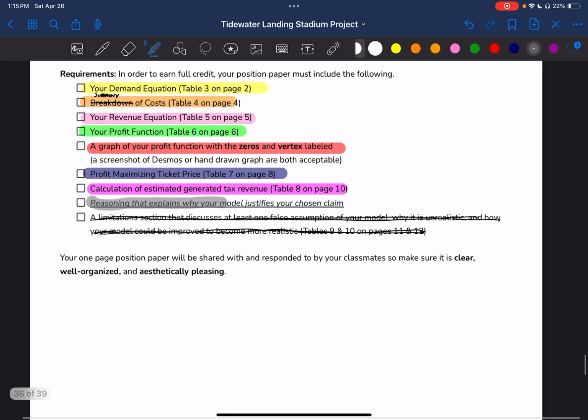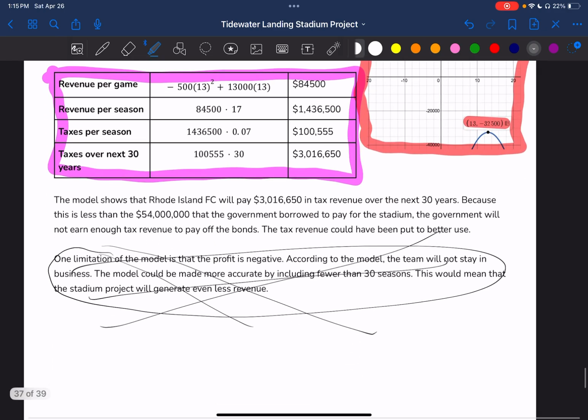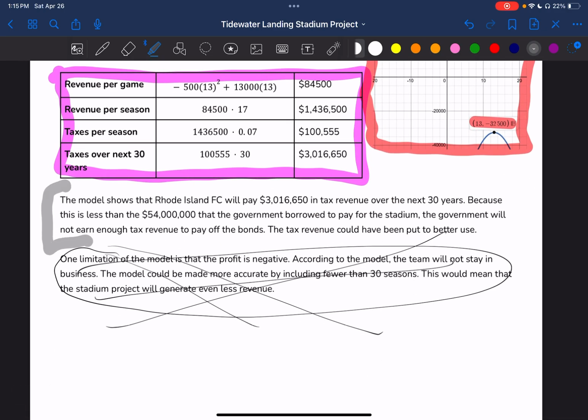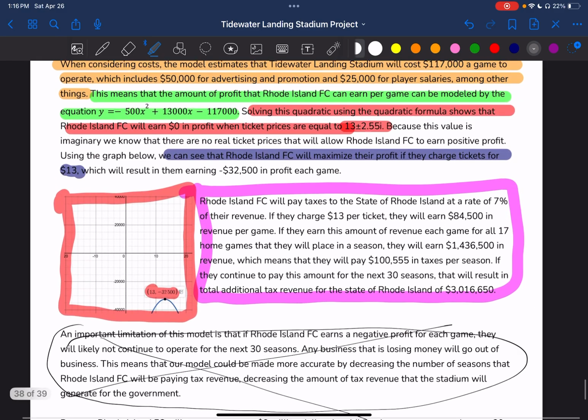So the reasoning that explains why your model justifies your chosen stance, that is this paragraph here. You say the model shows that Rhode Island FC will pay $3,000 in tax revenue over 30 years. That is less than the 54 million that the government borrowed. So that's why the model shows that the team is not going to generate enough tax revenue, and this was not a good public investment.